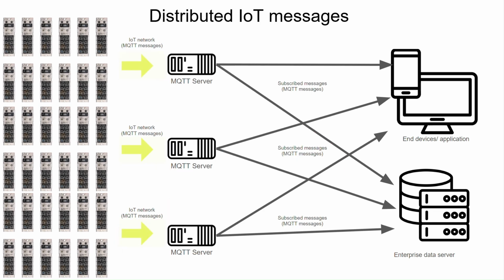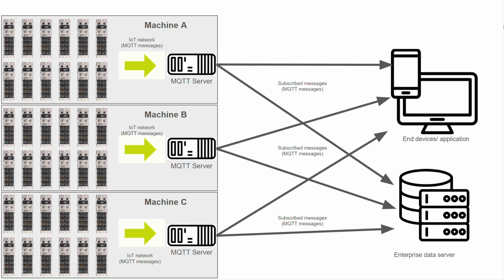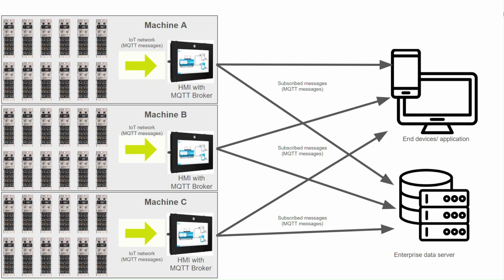That better way is a hierarchical edge architecture. Instead of sending everything straight up, we put intelligence at the machine level. A local node collects, filters, and contextualizes data, forwarding only what's truly needed. This reduces traffic, improves security, and keeps local control loops fast.